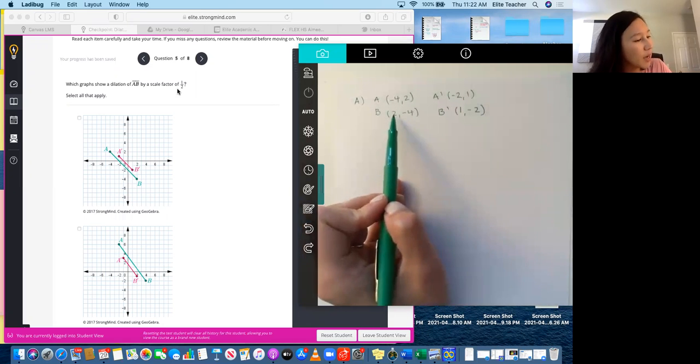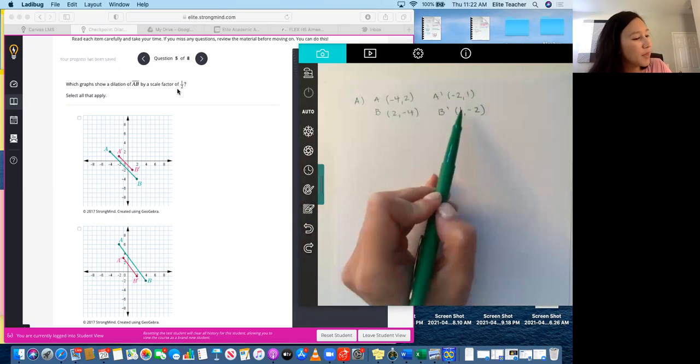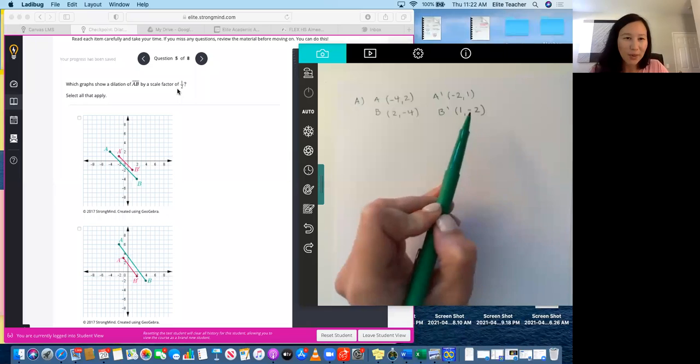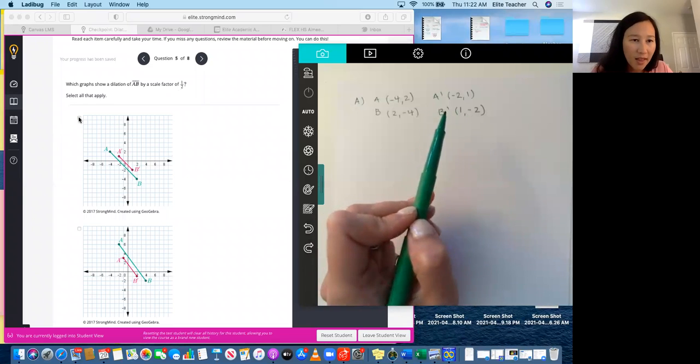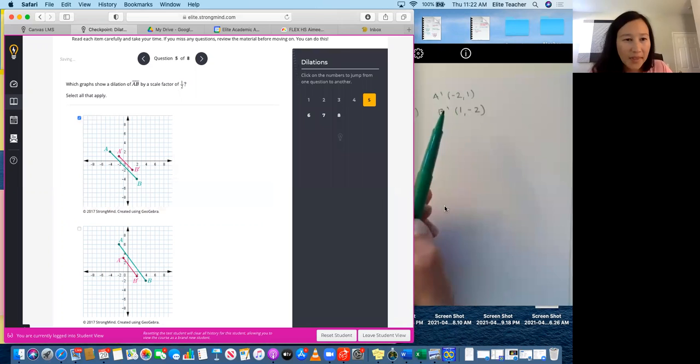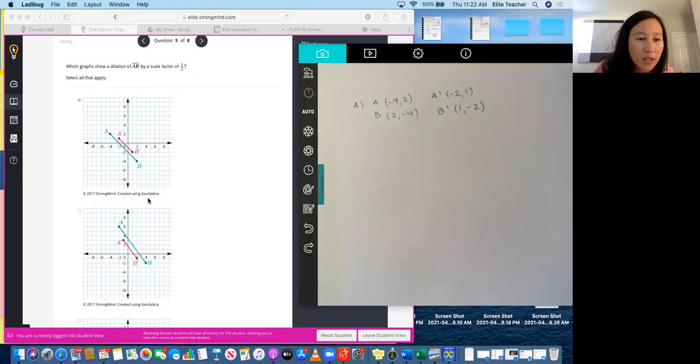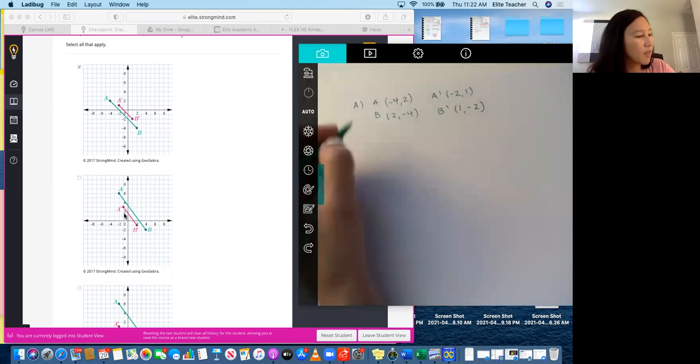Let's see if it works for B. If we take half of 2, that is 1. And if we take half of -4, that's -2. So we got really lucky. The first one works, but there could be several, so let's go through and check if any of the others are too.